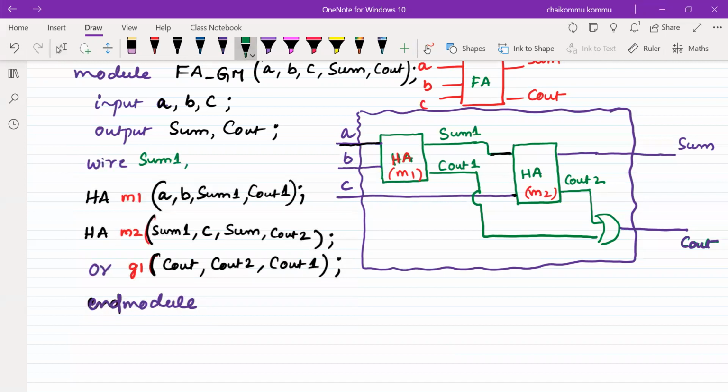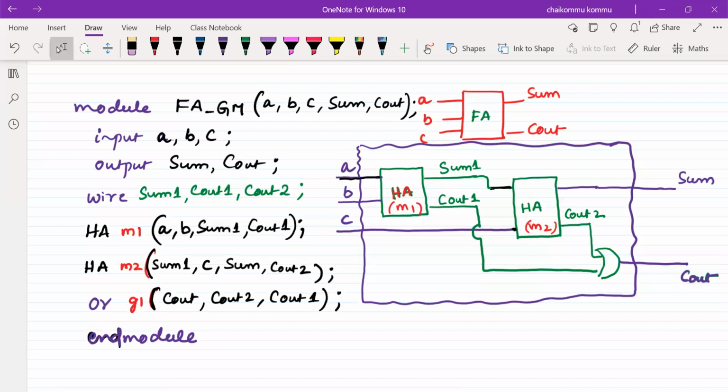sum 1, Cout1. I'm writing the colors so you can understand clearly. Once you look at this, you can understand clearly. That's the reason why I'm writing the colors, no other meaning. But whatever I'm writing in purple color is actually a keyword that we should remember. Whenever I'm writing in purple color, that is meant for keywords. Other colors I'm using intentionally. That's all. So this is what we need to write for the Verilog program for full adder using structural modeling.